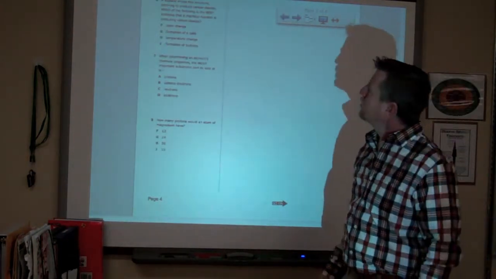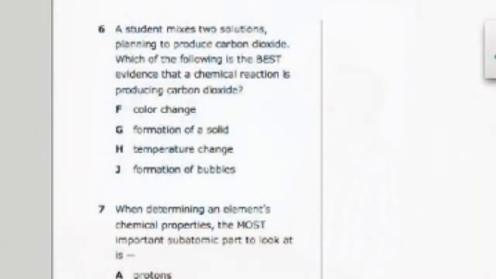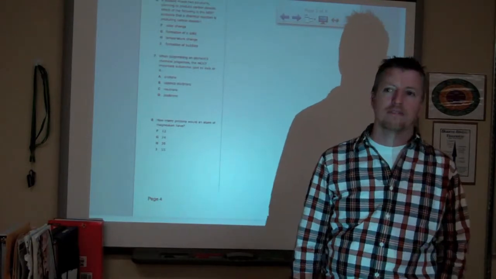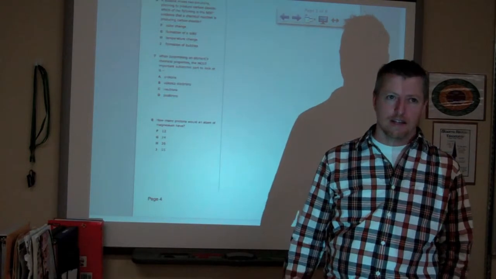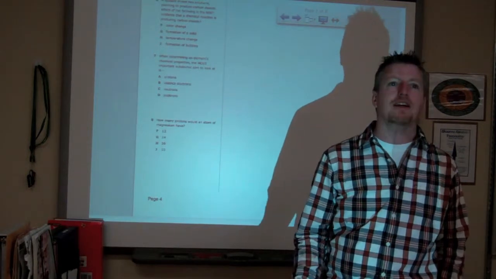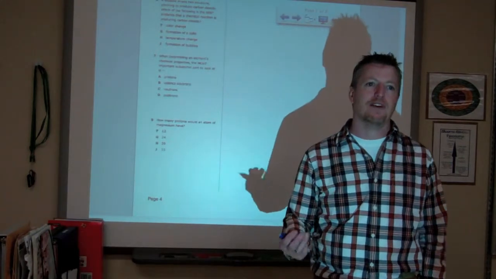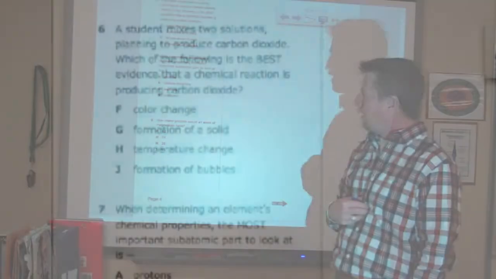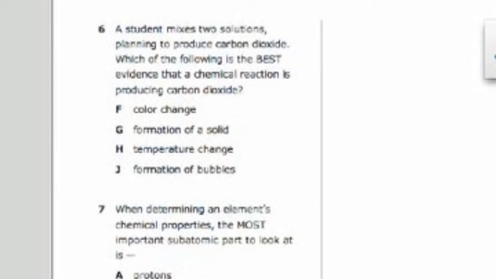Okay, number 6. A student mixes 2 solutions, planning to produce carbon dioxide. Which of the following is the best evidence that a chemical reaction is producing carbon dioxide? What is carbon dioxide? It's a gas. It's not deadly because we're actually breathing it in and out right now, even though our body's not absorbing it because we're breathing it out. But we also breathe it in, so it's not going to kill us. But what is it in a reaction that shows us gas is being formed? Bubbles. So letter J.